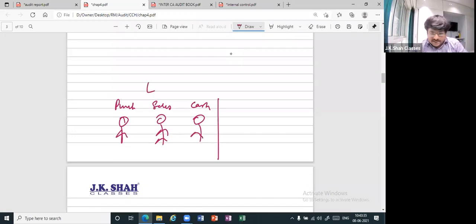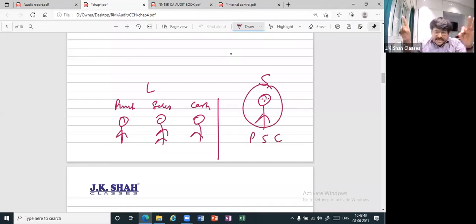This is for large organizations. When you talk about small organizations, they don't have enough money. Segregation of duty is not possible there. So basically only one person will be doing all purchase, sales, cash. Now that one person, did you segregate the duties? No, because it is a small organization. So segregation becomes very difficult.